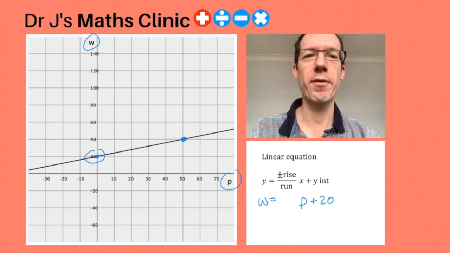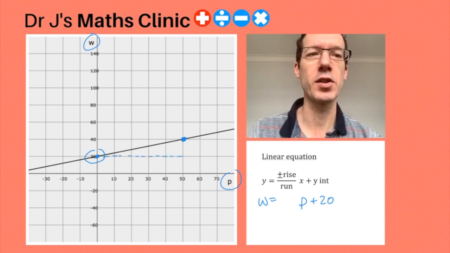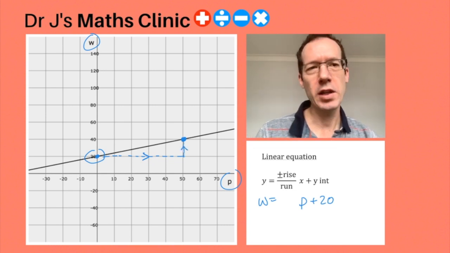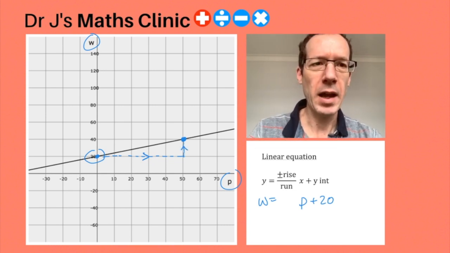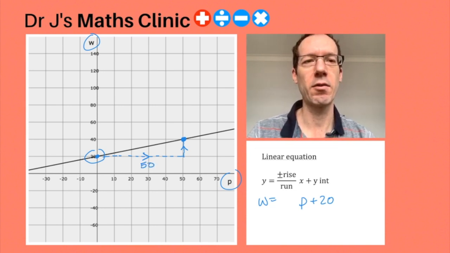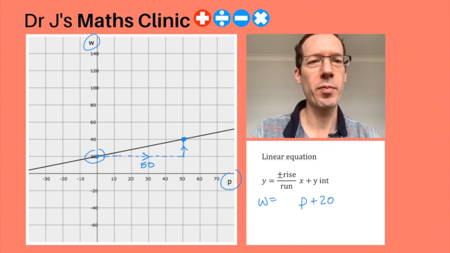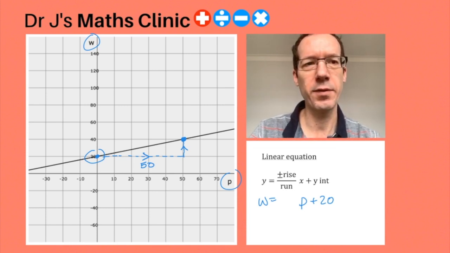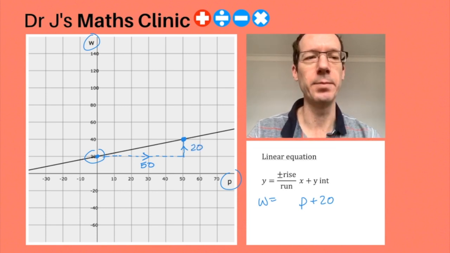Okay, so how do I get from that left point to that right point? Well, I go across this much and I go up this much. So that's going to be my rise and my run. The run part, I go from 0 to 50, so that's running 50 to the right. And then I go up, and be careful here, it's from 20 to 40, so it's actually up 20.